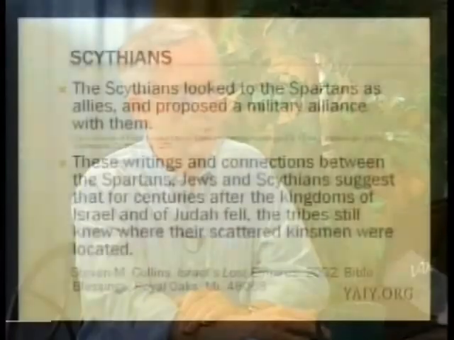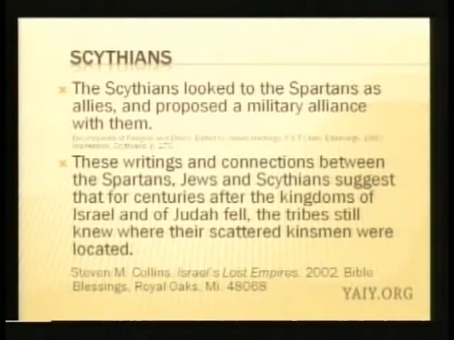We both descended from Abraham. Now, he did not say that we are fellow Jews, but rather we're kinfolks, and I think he knew they were of the 10 tribes. We'll look later at the Scythians, who in turn looked to these Spartans as allies and proposed a military alliance with them. And these writings and connections between the Spartans, the Jews, and the Scythians suggest that for centuries after the kingdoms of Israel and of Judah fell, the tribes still knew where their scattered kinsmen were located. This was nothing new to them. They could keep up with each other.